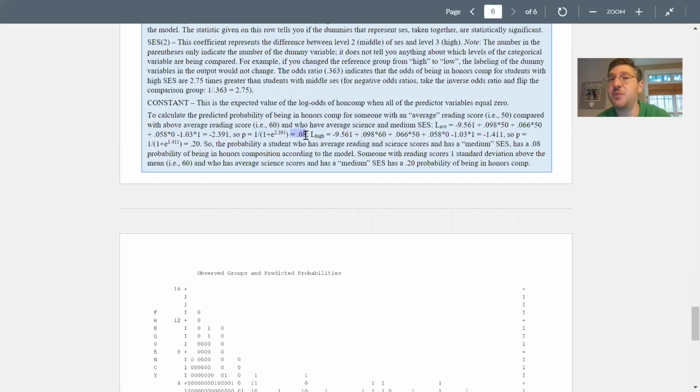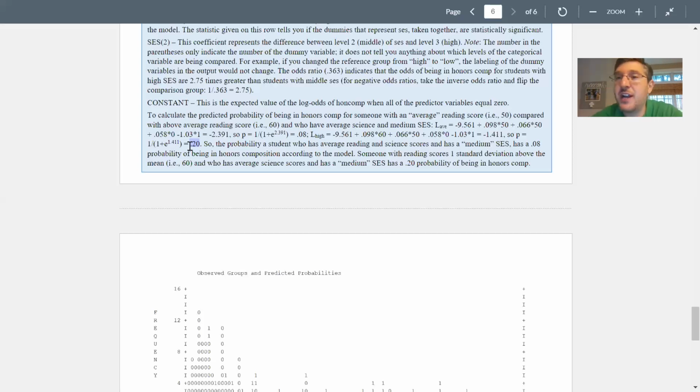And so we could compare that to someone who has an above average reading achievement score. So that'd be someone with, say, a 60 in reading. I think that's 1 standard deviation above the mean in these data. So we would just change that part. If you notice, in these two equations that's the only part that's different. We would get the predicted logit from the model and then solve for the probability. So someone who had a reading score of 1 standard deviation above the mean would have a 20% probability of being in the honors composition course, where they're the same on the other variables.